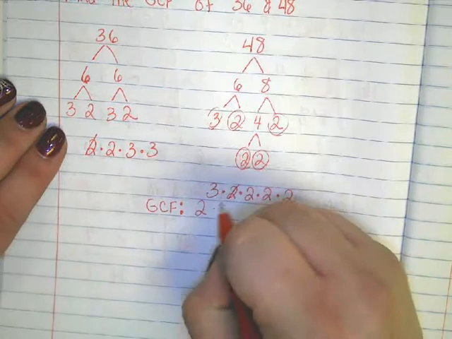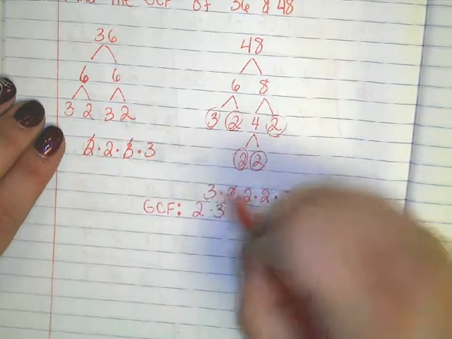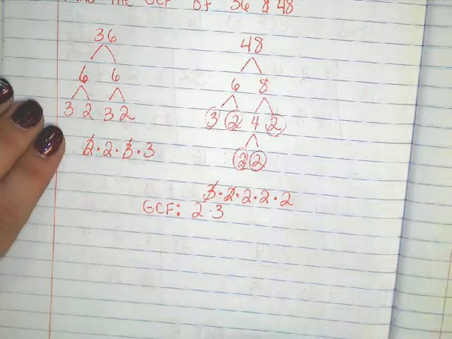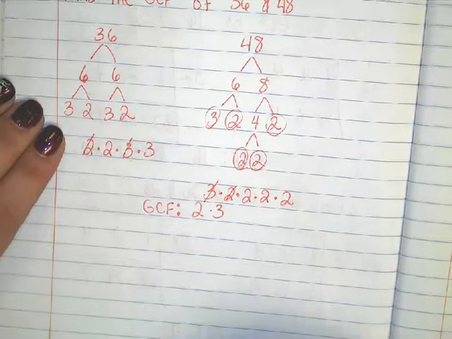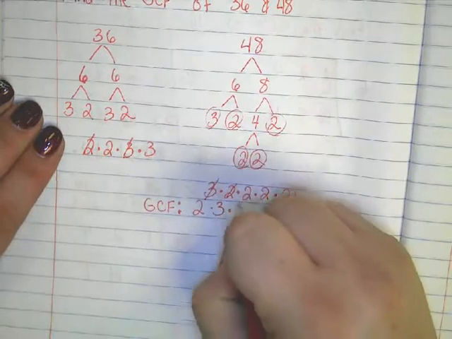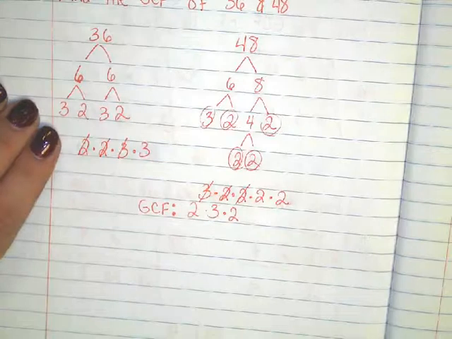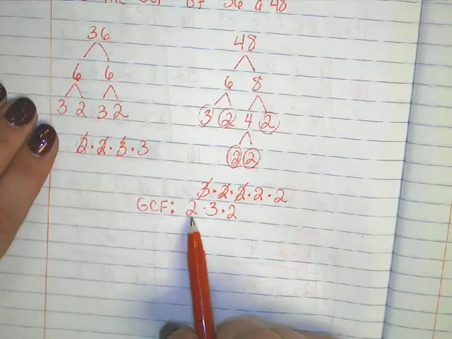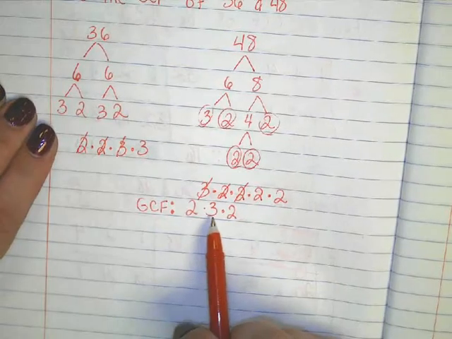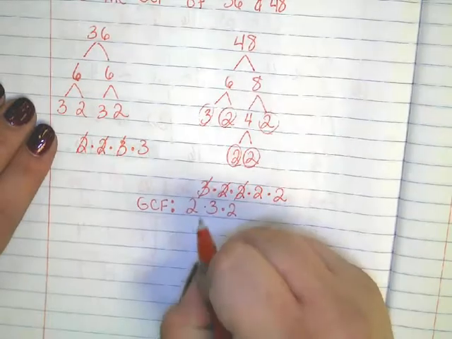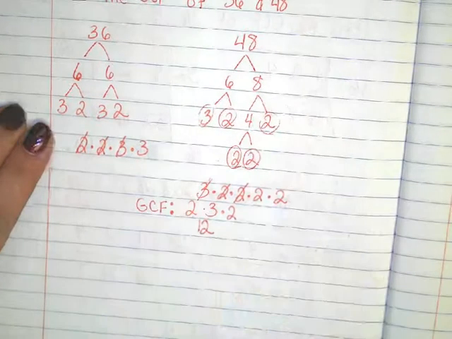What else? No? What was it? Another 2. Do they have anything else in common? No. No. So now multiply. 2 times 3 gives me 6 times 2. So my GCF is 12. Okay?